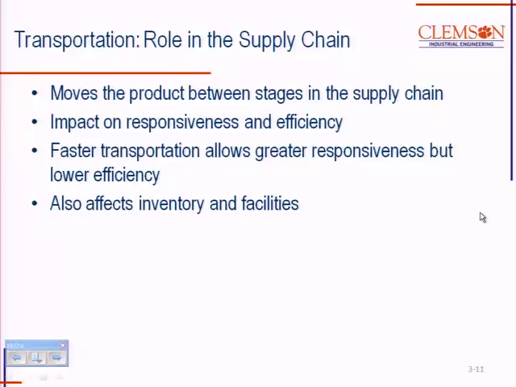Transportation, again, another key driver and metric in the supply chain. How do we move products between stages in the supply chain? And what's the advantage of having faster transportation as opposed to slower but more efficient transportation? These things will have direct impacts, transportation will, on inventory and facilities.